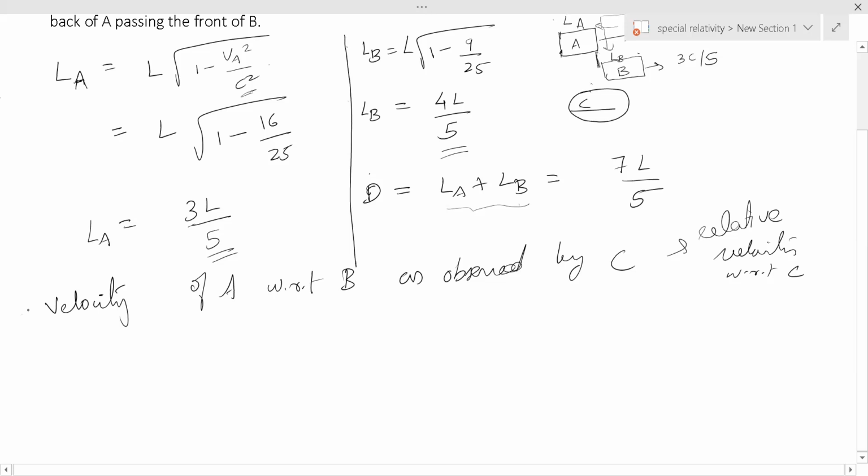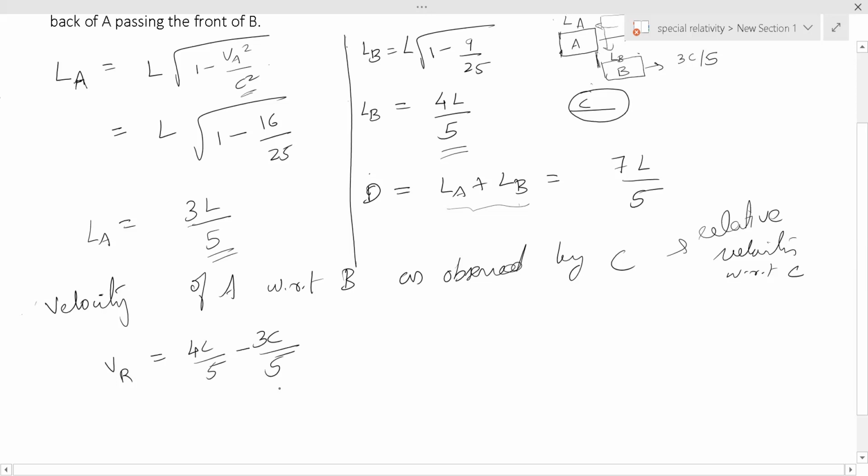We have discussed this, right? When C looks, he sees that one train is moving at 4c/5, another train is moving at 3c/5. So the relative velocity, let's call it V relative, as seen by C, is simply 4c/5 minus 3c/5. Is that correct?